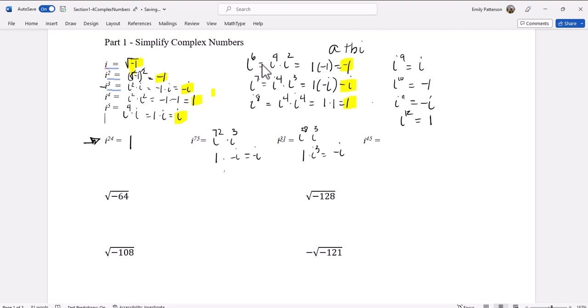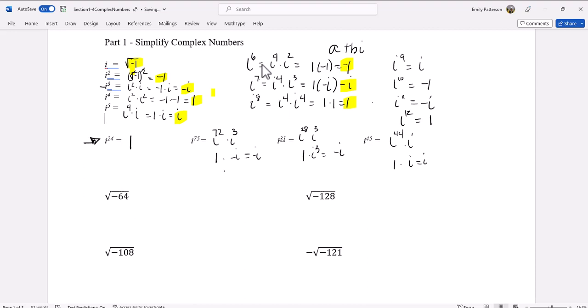Then i to the 45th, that means i to the 44th, multiplied by i to the 1st. Again, every multiple of 4 in the exponent is going to result in 1, multiplied by i, so the answer is i. So you can do any exponent you want of i simply by multiplying this through. So let's look at simplifying radicals with a negative under the radical.